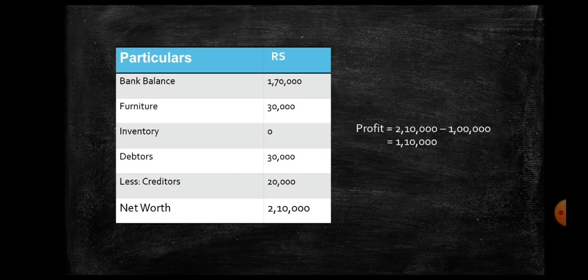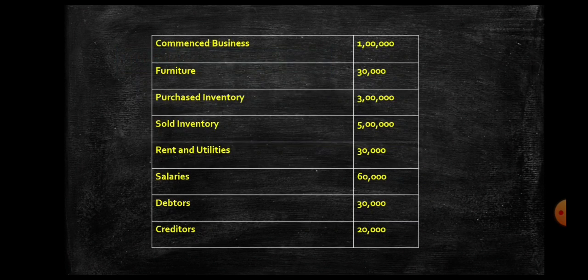In that, he has made a profit: 2,10,000, the net worth, minus what he had invested before, 1 lakh. So the profit of the year was 1,10,000. Mr. X was a bit confused and he told Mr. Y, can you elaborate and explain this?